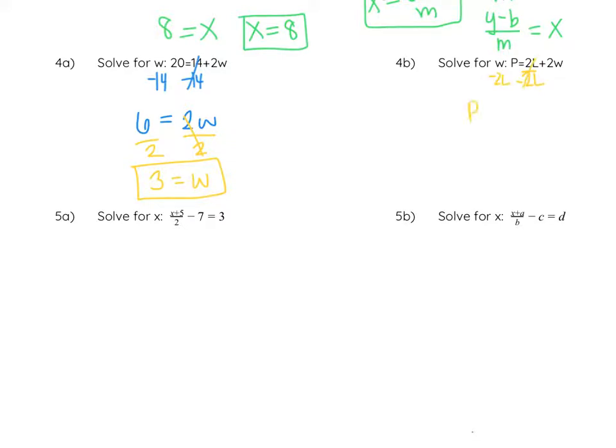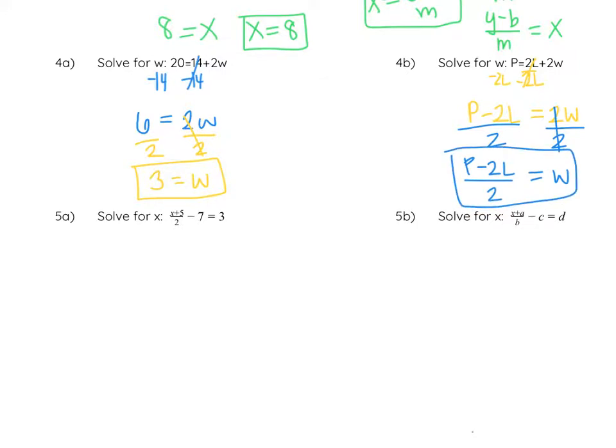So that leaves me with P minus 2L. Those are not like terms, so I just leave it like that, equals 2W. Now what I need to do is divide both sides by 2. And I get W is equal to P minus 2L over 2. Not very pretty, but that's it.